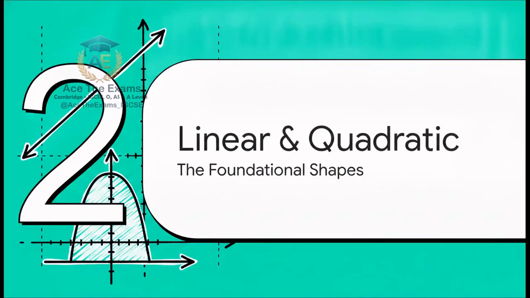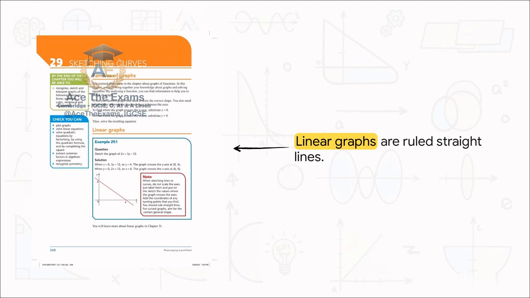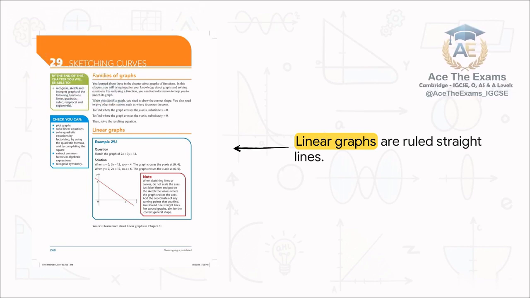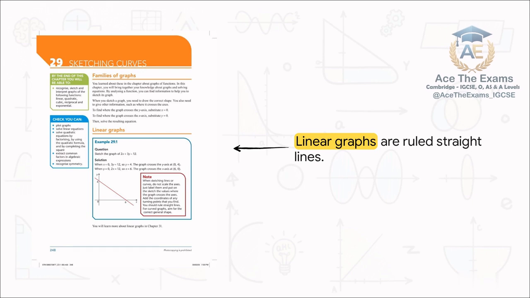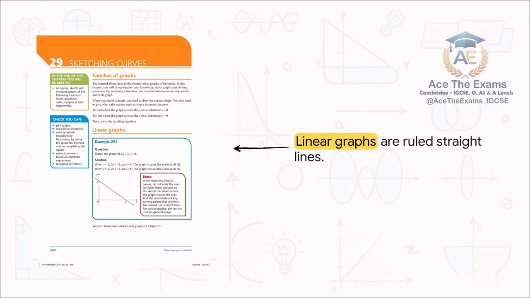Section 2. Linear and quadratic graphs. Let's see the transformation in action. We are going to start with the absolute foundation of our graph family tree, the linear graph. Now, I know what you're thinking, straight lines are easy, but this is exactly where overconfident students drop marks. Look at the equation 2x plus 3y equals 12. Alex would try to rearrange this into y equals mx plus c, risking algebra mistakes under pressure.